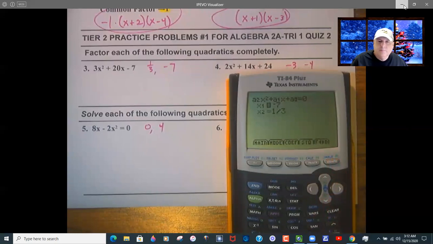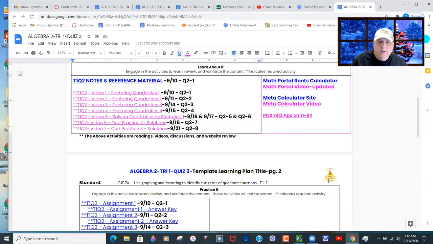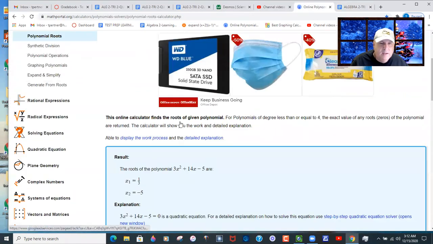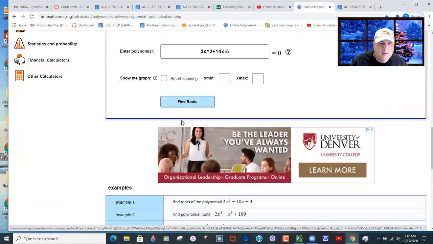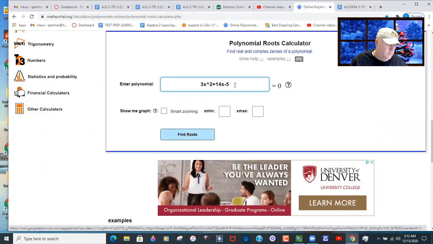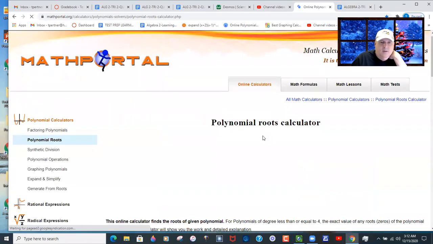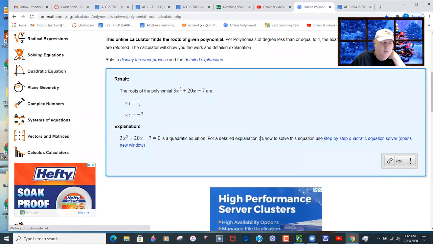Or you could use the online roots calculator. So 3x squared plus 20x. This is the math portal site that is linked, or you can find it somewhere. And so then you press enter and it's going to deliver, voila, 1/3 and -7.